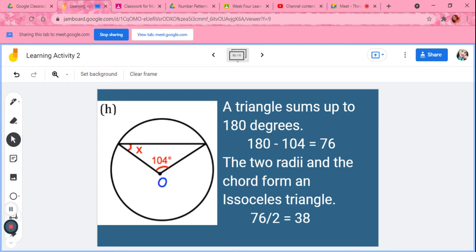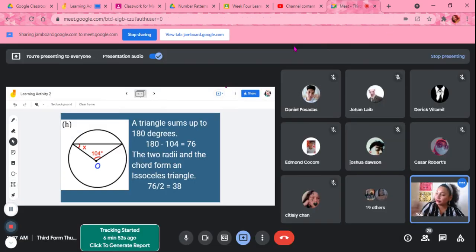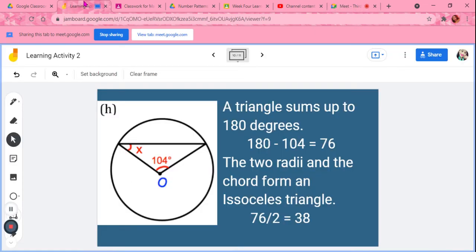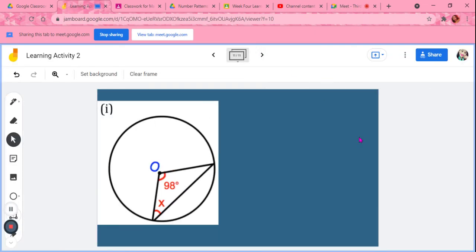The first reason is because I'm using 180 degrees. And the second reason is because it forms an isosceles triangle. So that's why I'm dividing it by 2. Yes? Okay. Can I move on? Still writing? Yes, miss. Move on, very quickly because it's 11:30.